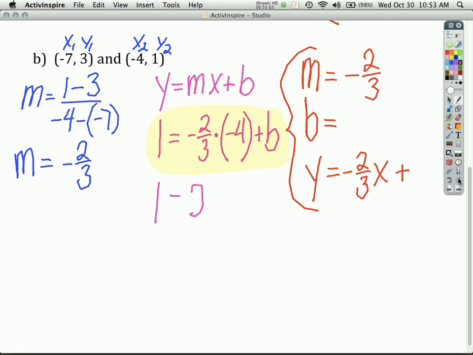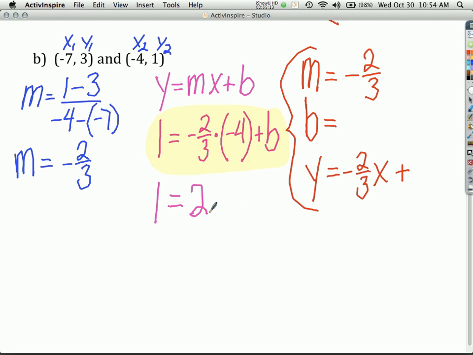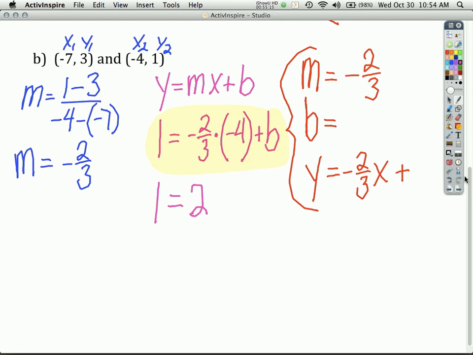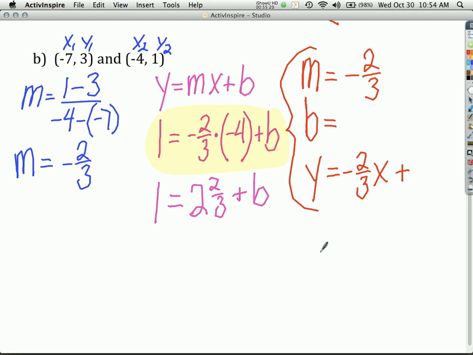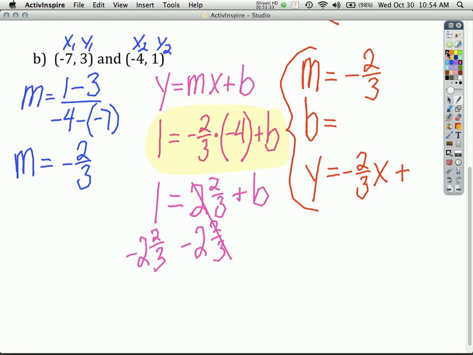So when I'm trying to solve an equation, it usually works out better. I'm sorry, 2 and 2/3 plus b. So that's a little more human because now when I subtract 2 and 2/3 from each side, that's not nearly as hard as looking at 8/3. So what do we get for the value of b? What do we get for the value of b?